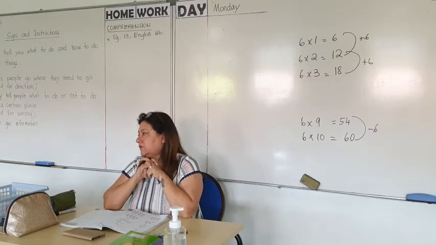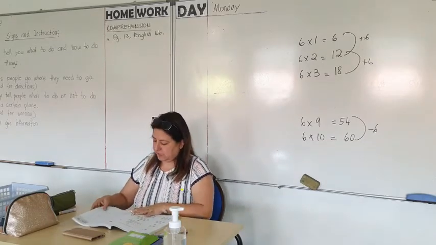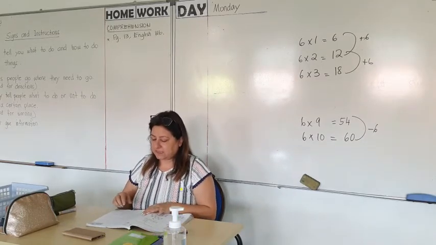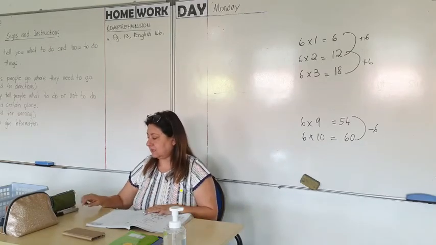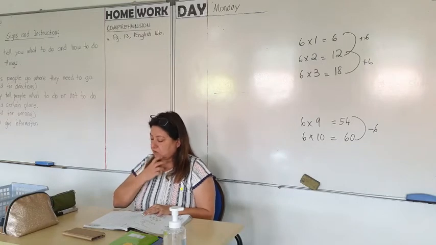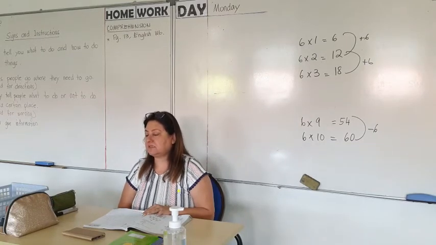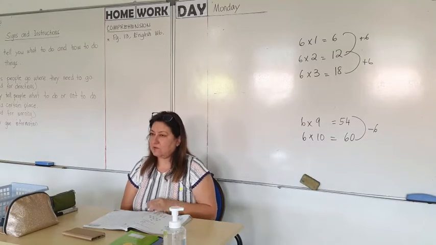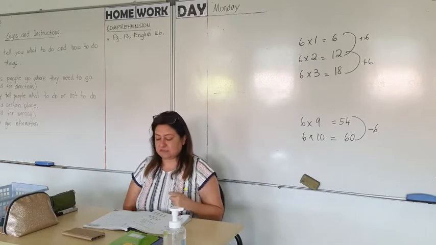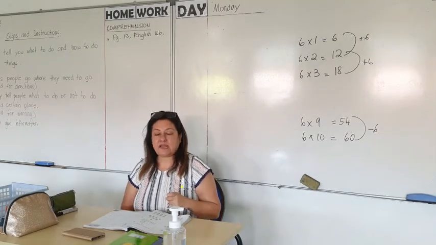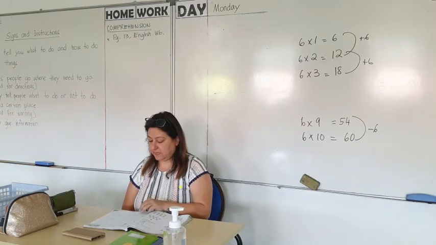3 times 7 is 21. 21 divided by 7 is 3. 9 times 6 is 54. 54 divided by 6 is 9. 4 times 7 is 28. 28 divided by 7 is 4. 5 times 6 is 30. 30 divided by 6 is 5. 10 times 7 is 70. 70 divided by 7 is 10.